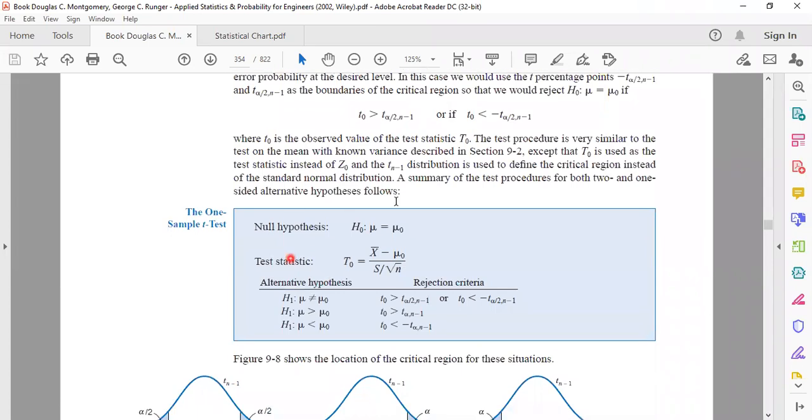So this is the way. I'll share the note with you later on, but right now, if you want, you can take a screenshot of that. So in one sample t-test means a single population. One sample means one particular sample has been chosen, and only one population is present.